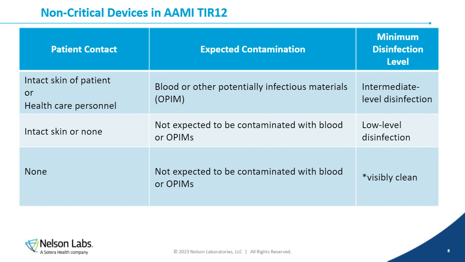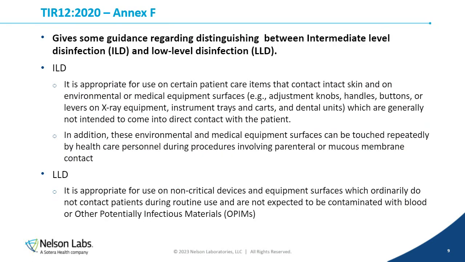So this is just what it says in that AAMI TIR 12 document in Annex F. This is just the guidance it gives for knowing when to choose an intermediate level disinfection or a low level disinfection. And just kind of a quick summary, based on the table that we just went over.